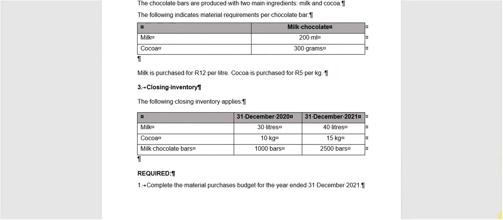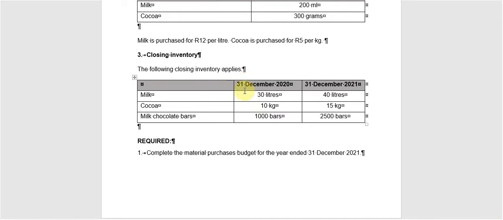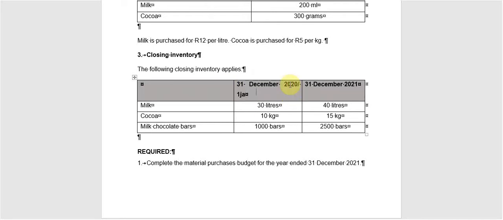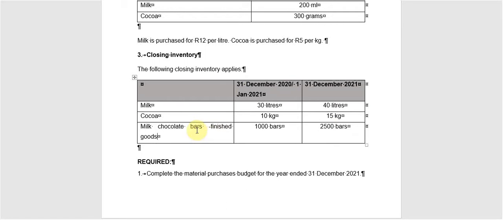Then with closing inventory, we have the opening stock because this is 31st December 2020, which is basically the same information as per 1 January 2021. And then we have the year end, which is 31st December. They've given us milk, cacao, and they've also given us the chocolate bars. So the chocolate bars represent the finished goods. So the finished goods, of course, are those goods that you will be disposing of, that you will be selling, which represent your inventory so that you can make sales.